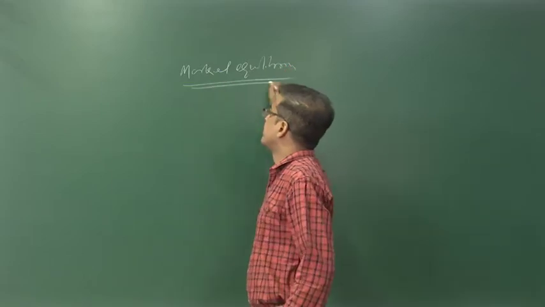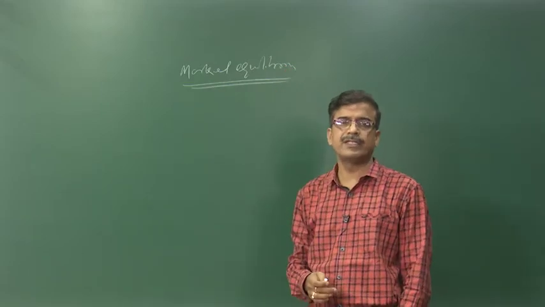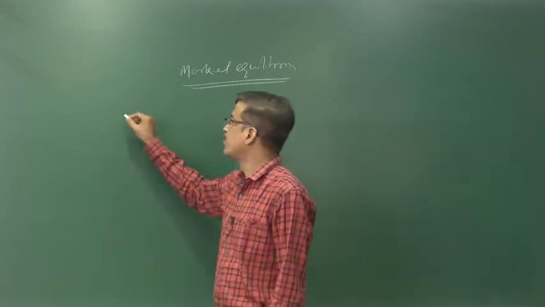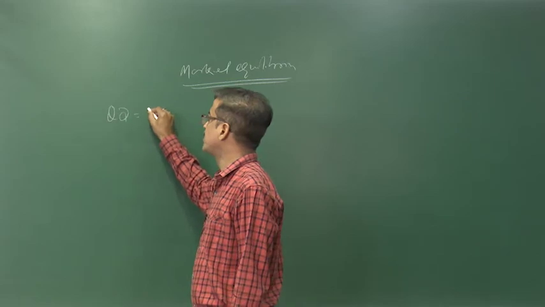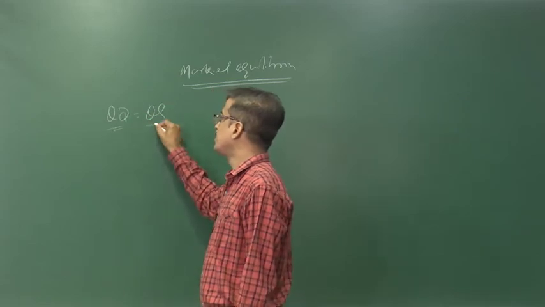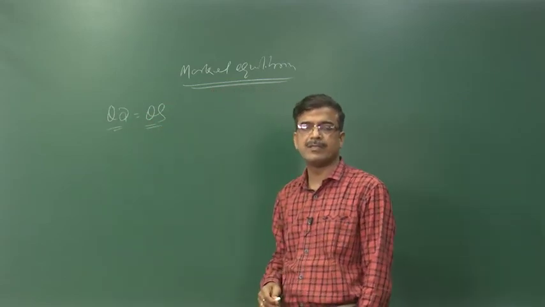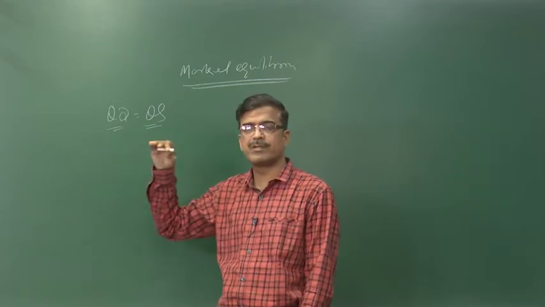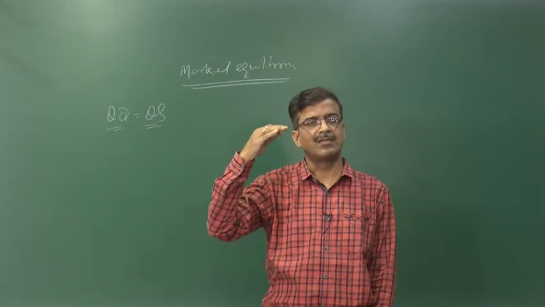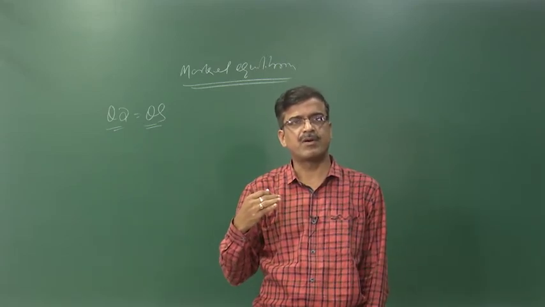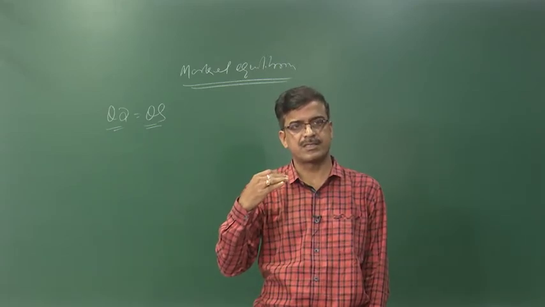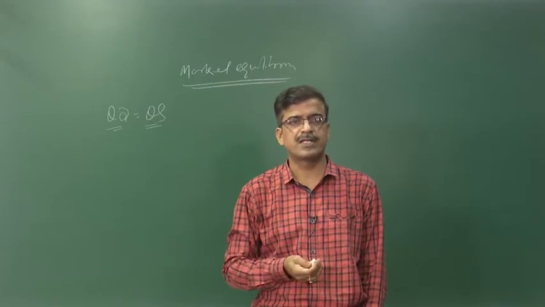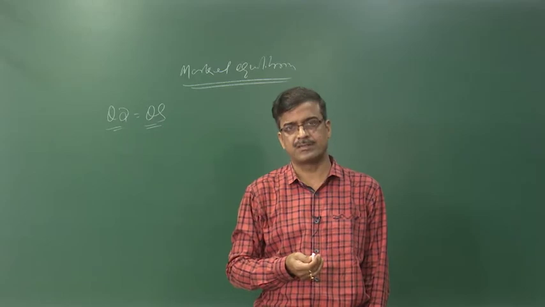Market equilibrium takes place where quantity demanded exactly equals quantity supplied. Quantity demanded must be equal to quantity supplied. We already know the concepts of quantity demanded and quantity supplied. The law of demand tells us when price increases, demand falls, and when price falls, demand increases. So there is an inverse relationship between price and quantity demanded.